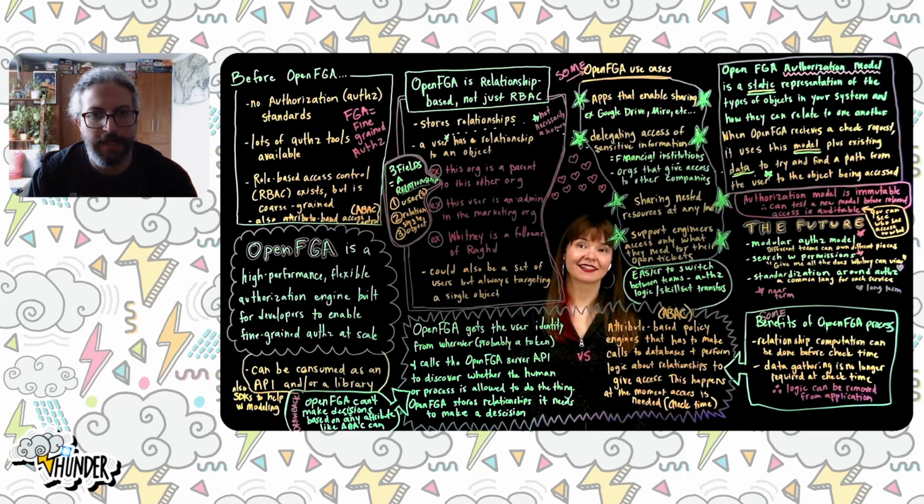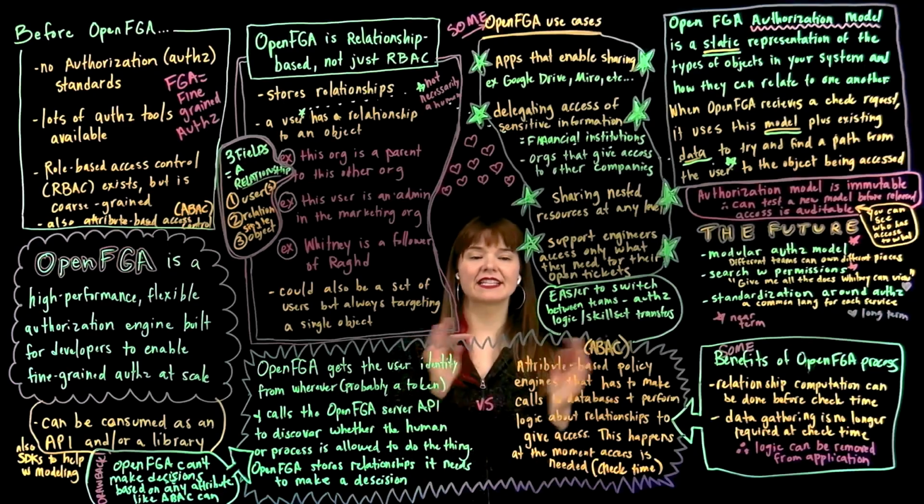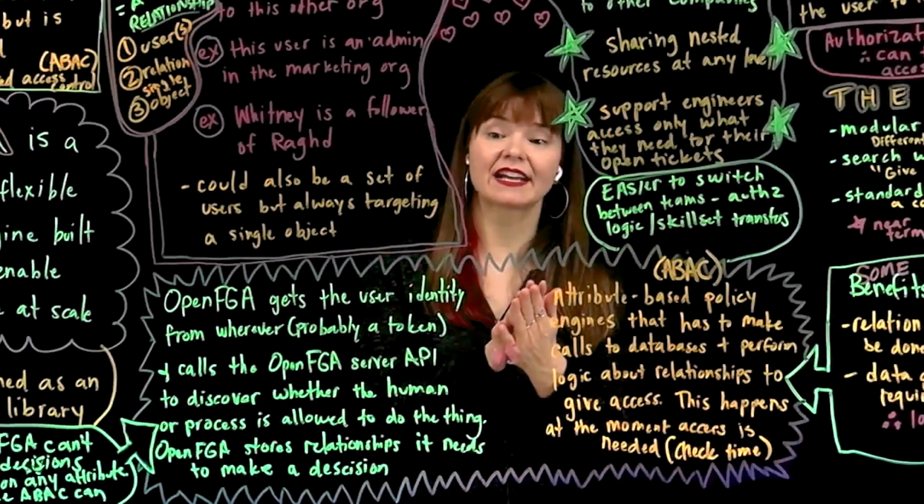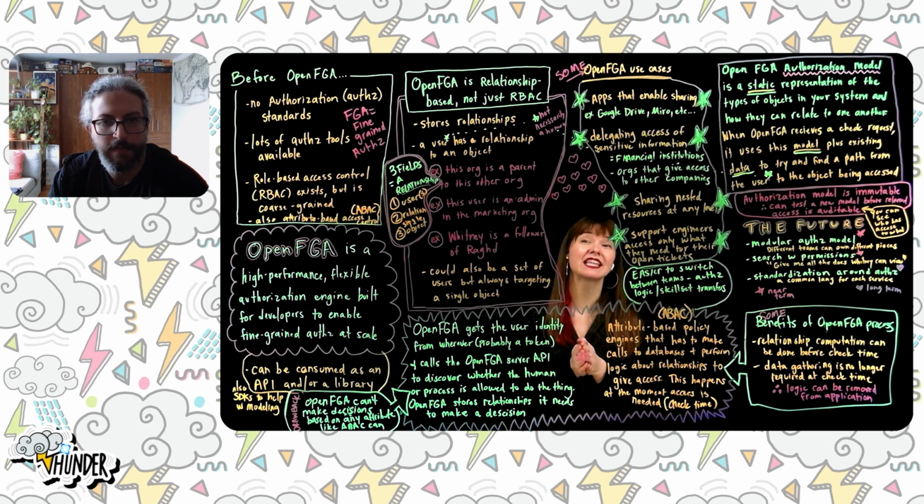So all of that is no longer needed because OpenFGA already has that stored, so it can just quickly go and look at it. And one more thing I think worth saying is these two are not mutually exclusive. So OpenFGA can't do checks based on a label or something. It only does relationship checks.